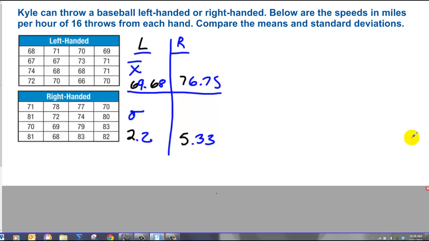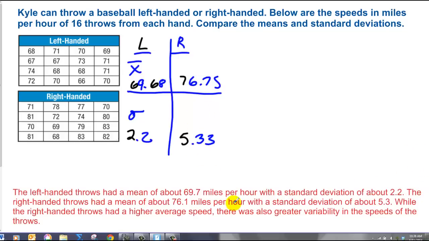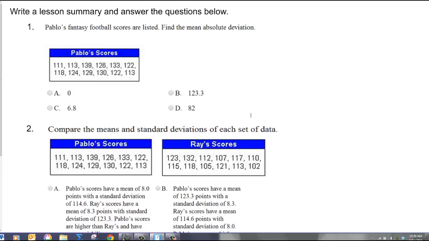You never know. Let's look at the answer, and it says left-hander throws with about 69.7 miles per hour, standard deviation of 2.2. Right-hander throws average 76, standard deviation about 5.3. And the right-hander throws average higher speed, but also has greater variability within speeds, which is what we talked about before. So that's all we've got.